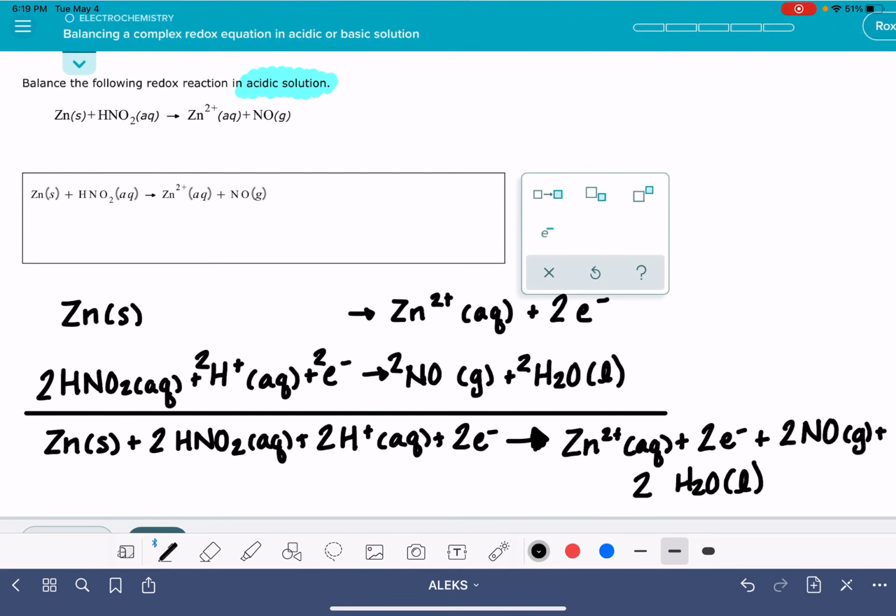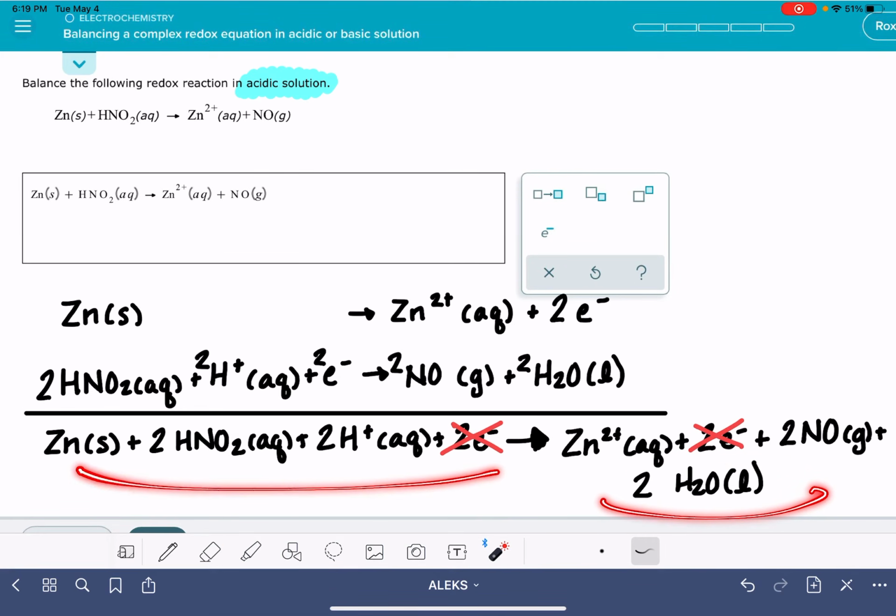Before we enter this answer in, we want to look for things that we can cancel. We should always be able to cancel electrons. If you can't cancel your electrons, that means you've done something wrong. The other things that you might be able to cancel would be H+, but we only have H+ on the left side. We don't have any on the right. You also might be able to cancel water, but we only have it on the right. We don't have any on the left. And then also sometimes you can cancel OH-. We don't even have any of that here.